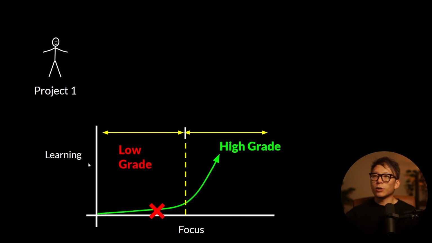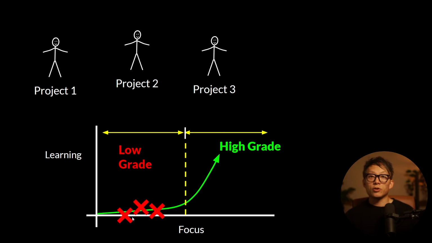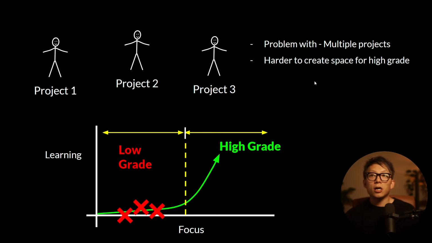When we are having low grade, what happens is we think, okay, I'm going to do 3 projects. Project 1. But you end up having, by default, low grade attention. You start project 1 with low grade focus. Project 2, low grade focus. Project 3. And this is a problem with multiple projects. It's harder to create space for high grade focus.